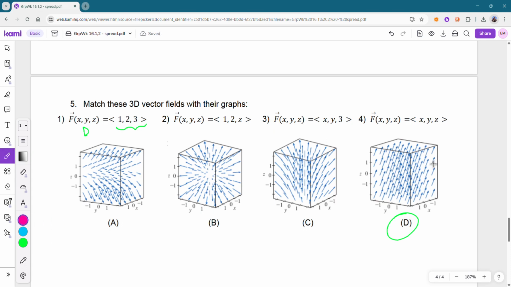The second one, now the x and y components are always 1 and 2, but the z changes. And so that means as this has positive z values, this vector should be pointing up. If this thing has negative z, we should be pointing down. And so as we look at these different pictures, this picture, they're all pointing up, so that's not it. This one has up and down, so does this one, but B is pointing different x and y directions as we move around, whereas our x and y's are always the same. And so that looks more like A.